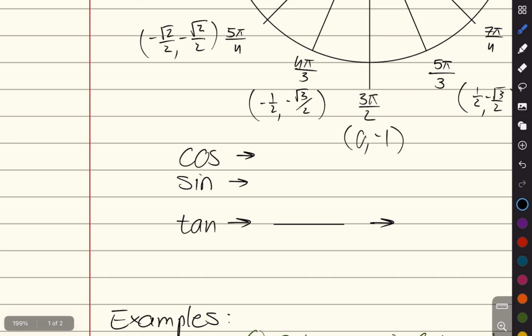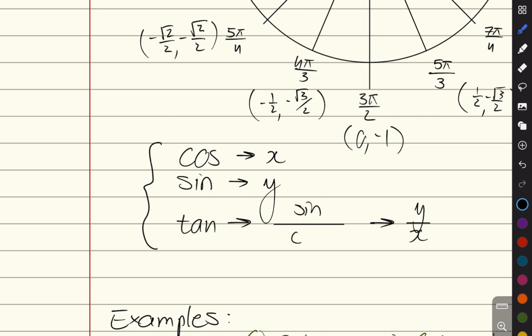And now we need to know the correlation between trigonometric functions and the unit circle. And for this, it's important to realize these three things, where the cosine value is equal to x, the sine value is equal to y, and the tangent value is equal to y over x, or sine over cosine.